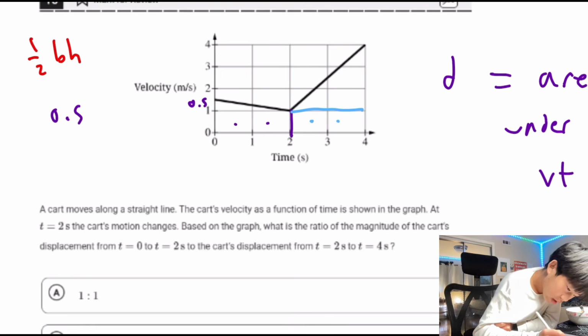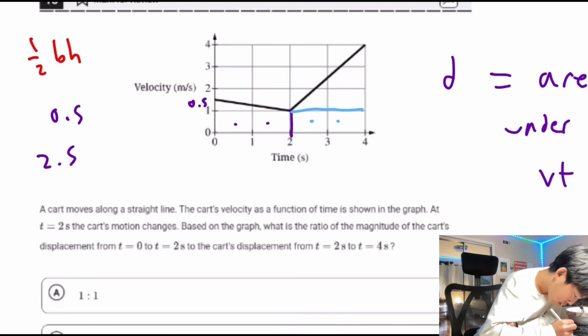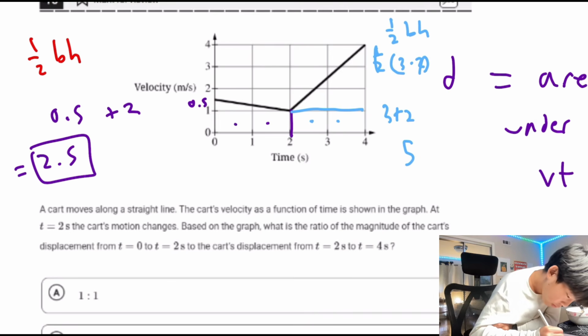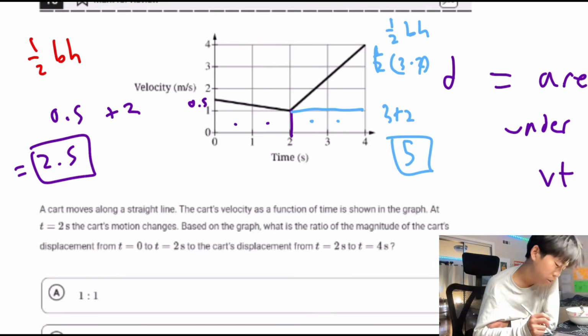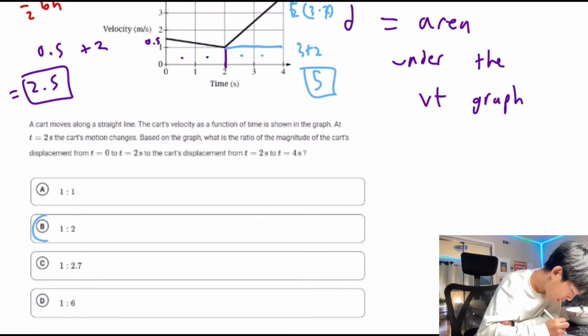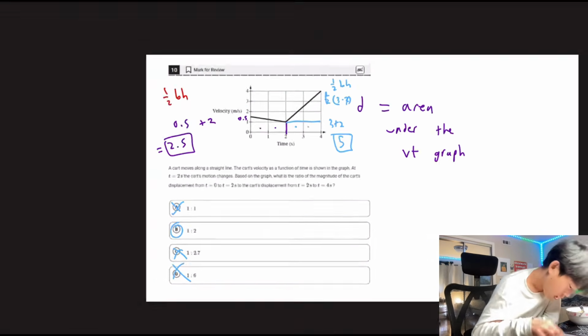Sorry, I forgot to write. And then on this side, it's going to be 1, 2 plus 3 because 1/2 BH, it's 3 times 2 times 1/2. These two cancel out. 3 plus 2 is 5. What's the ratio between 2.5 and 5? 1 to 2, because if you don't know that, you might be cooked, buddy.